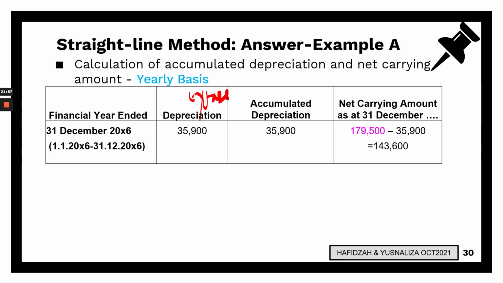And at the end of the year, the accumulated depreciation would be the same, 35,900. So the next stage is to calculate the net carrying amount. Net carrying amount is again cost minus accumulated depreciation. So this is the cost and this is the accumulated depreciation. So that was the first year.